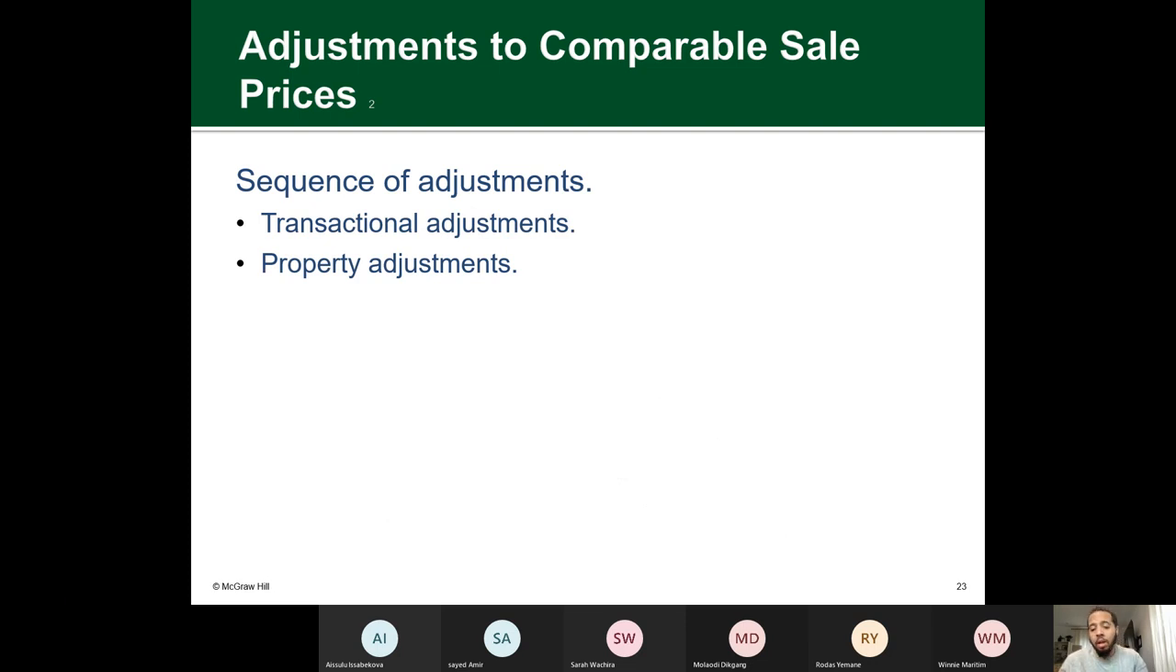And then, if we're going to adjust our comparables, the first thing we do is we look at transactions and then we look at our property adjustments. So if there's been updates, if there's been a remodel, if it's been a rehab, if it's been a demolition, all those things have to be taken into account as far as the adjustment process.